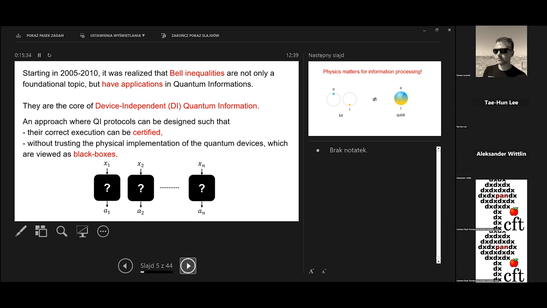and we can verify that the full protocol they implement is correctly implemented. So I'm going to try to explain what this device-independent quantum information approach is, and what the link is with Bell inequalities.